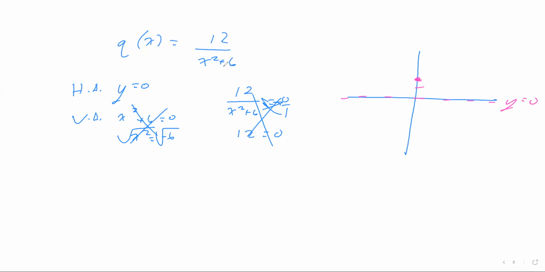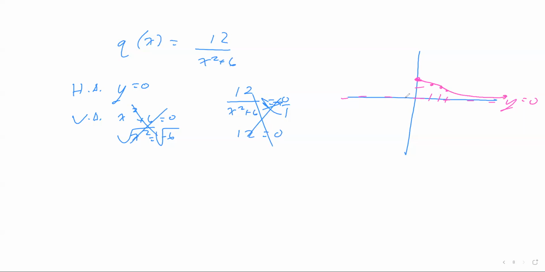So let's do 1. 1 plus 6 is 7. That's 12 over 7, which is basically a little over 1. And if I plug in 2, that'd be 2 squared, which is 4, plus 6. That's 12 over 10, which is a little bit closer to 1. And then if I did 3, that's 9 plus 6, which is 15, so 12 over 15, which is less than 1. So I can see I'm going closer and closer. I know I won't cross it. So I have a good idea that it probably does something like this.